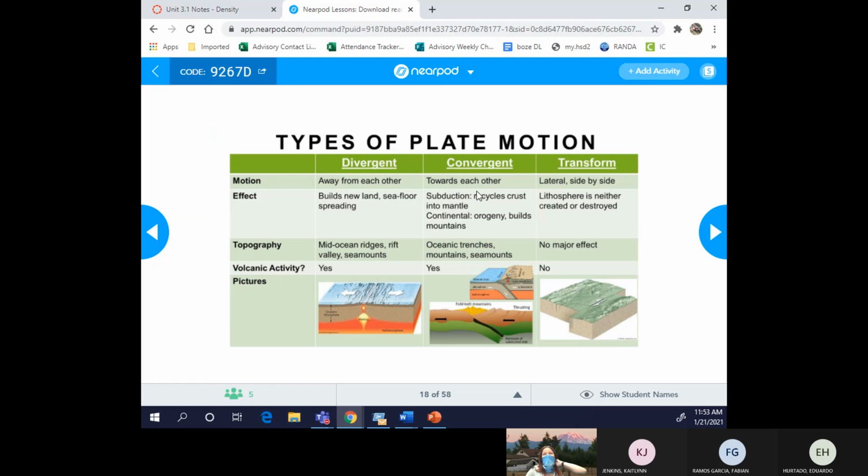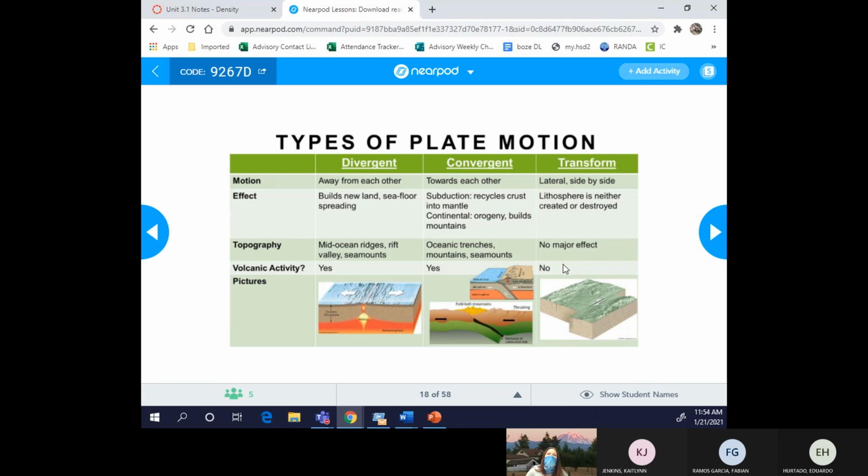Convergent, right there in the middle: to converge means to move towards each other. Subduction is at most of these boundaries, and it recycles that crust back into the mantle. And then you have a term called orogeny, which means to build mountains. This creates oceanic trenches, which we'll talk a lot about today, mountains and seamounts. Both divergent and convergent boundaries have volcanic activity.